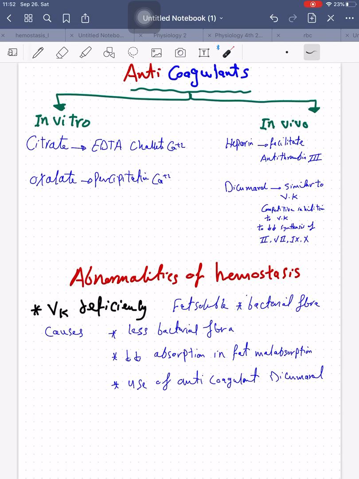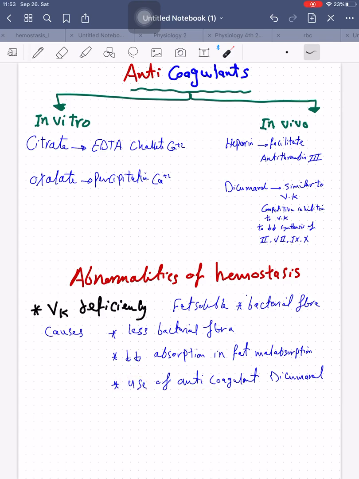So most of the causes of vitamin K deficiency are less bacterial flora, as in newborn infants, for example, or prolonged treatment with antibiotics, or decreased absorption, especially in cases of fat malabsorption. Fat malabsorption, like what, guys? We studied this in jaundice. Bile duct obstruction, and maybe use of an anticoagulant for a long time, like dicumarol.